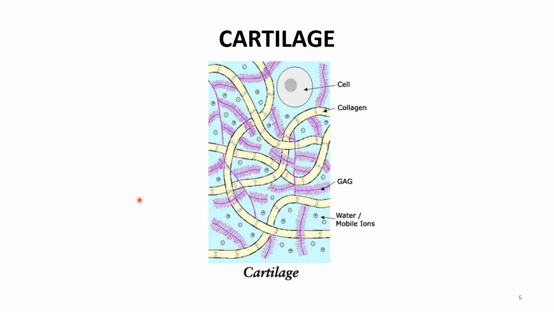If you see the composition of the cartilage, it consists of cells. The cells of the cartilage are the chondrocytes, which you can see in this picture. Then the fibers. The fibers can be collagen fibers or elastic fibers. The other constituent is the ground substance. It can be proteoglycans or glycosaminoglycans, and the ground substance is amorphous and it is gel-like. It also contains water and electrolytes.